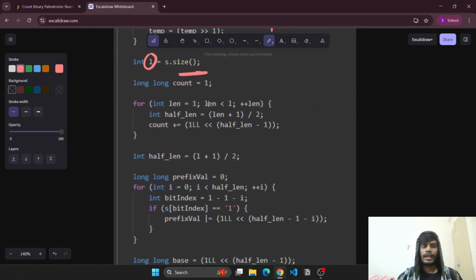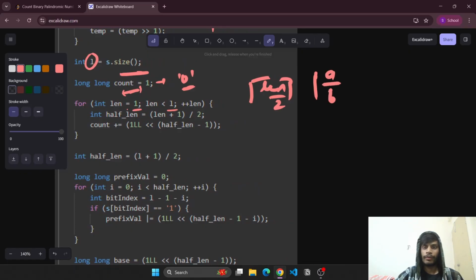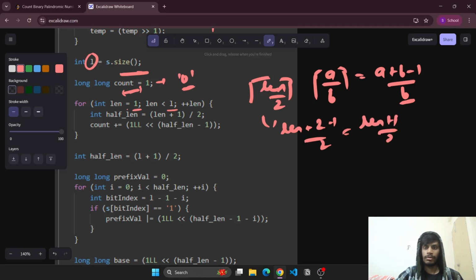Now for length equals to 1, and this is for number 0, we have the count as initially 1 only, since we have accounted for that. Now for length equals to 1 till L minus 1, we'll be moving the length. The half length will be ceil of length by 2, and I hope you know that if you want to do a ceil division of a by b, it is simply a plus b minus 1 by b. So it will be simply length plus 2 minus 1 by 2, which is length plus 1 by 2. That is what we are doing here. We are finding out the half length and then simply updating our count with 2 to the power half length minus 1.